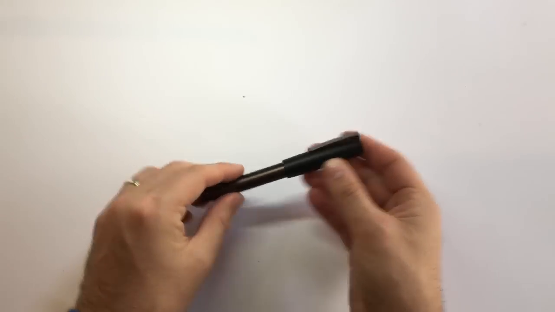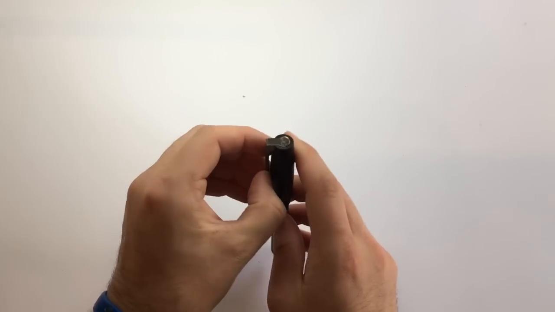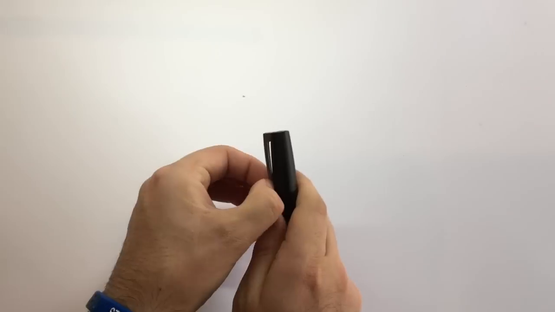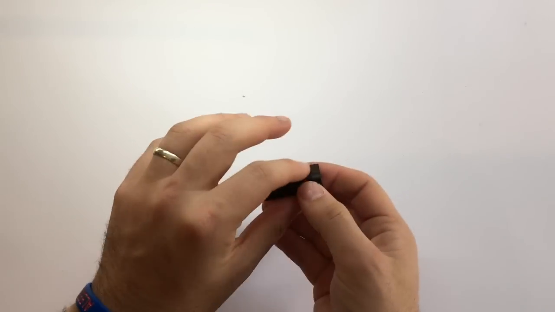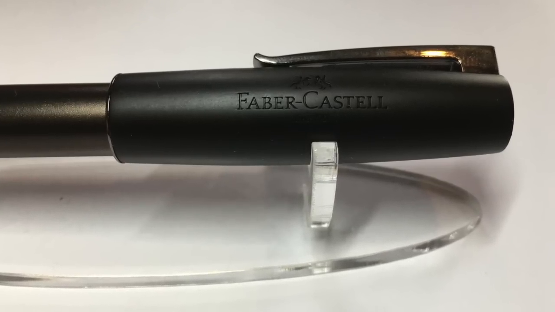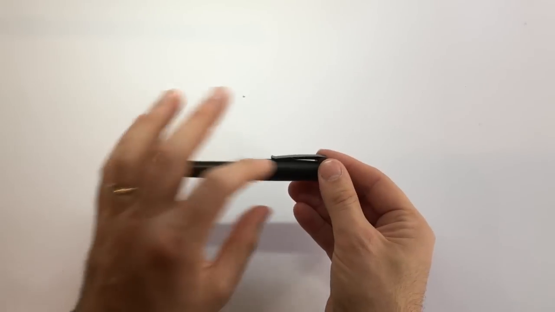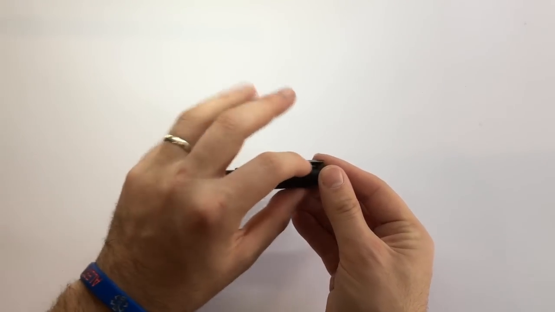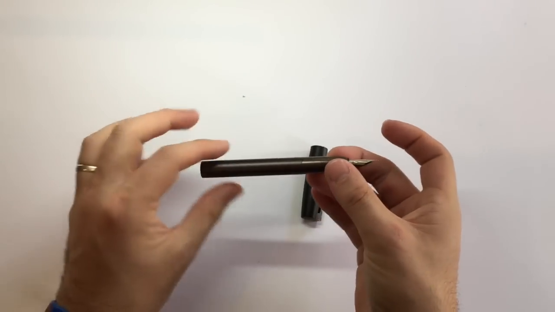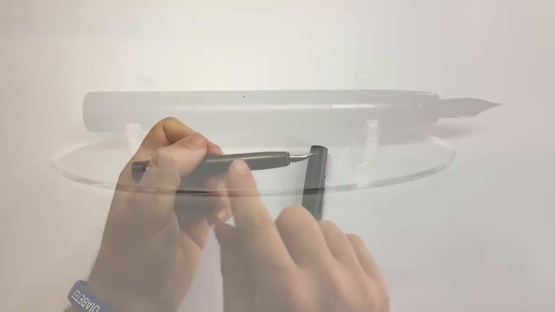Looking at the design, it's got a really interesting clip, which sort of feels spring-loaded, and it's actually right up onto the finial of the pen there. The cap itself is a matte sort of plastic finish with Faber-Castell printed in the plastic. It's got a slight taper towards the end, and the barrel of the pen is almost completely cylindrical from base to the grip section. The grip section does taper slightly.